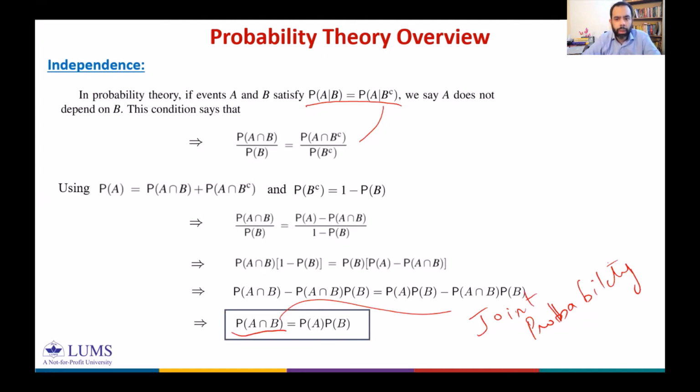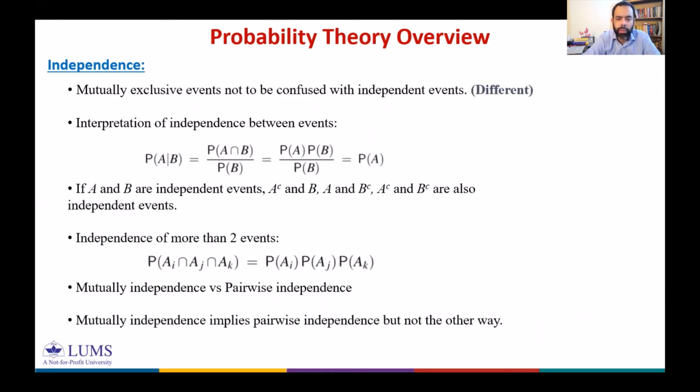Okay. So we should not confuse the concept of independence with the concept of mutually exclusive events. Mutually exclusive event means when A intersection B is equal to empty set. So we have an event B and we have an event B complement. These are mutually exclusive events.